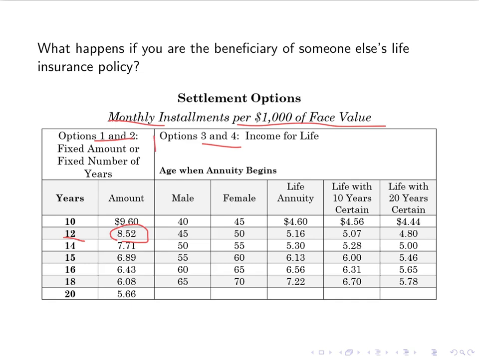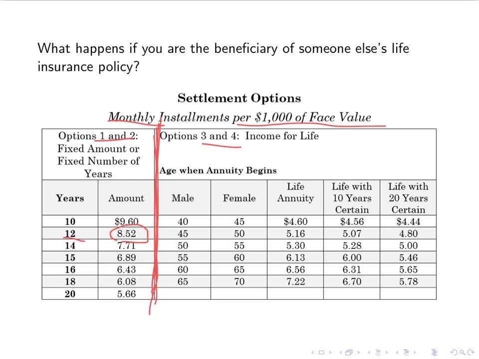So options 3 and 4, right, these are really two different tables put together. You have age when annuity begins. We still have the same 5-year difference between a male and female. So this is the beneficiary, not the person who bought the life insurance. Okay. And then we have life annuity, life with 10 years certain, life with 20 years certain. So with a life annuity, you get paid that amount every month until you pass away. Life with so many years certain is you get paid that amount every month until you die.